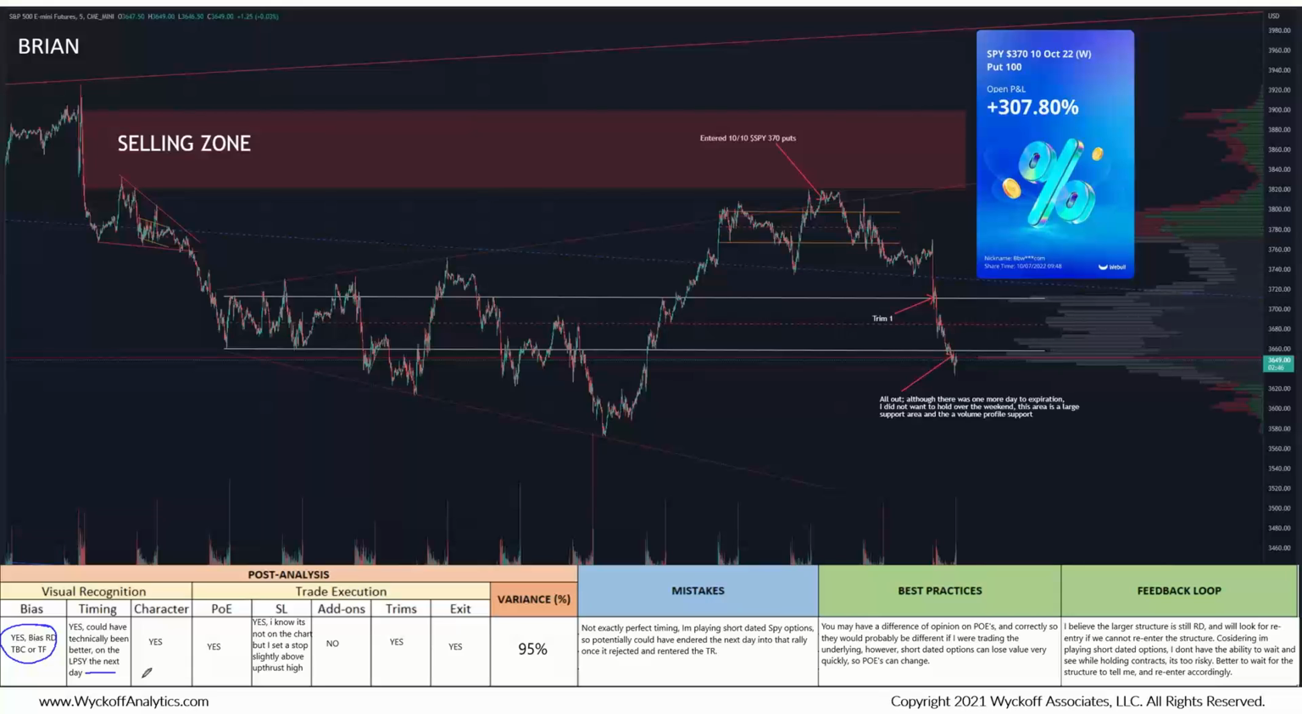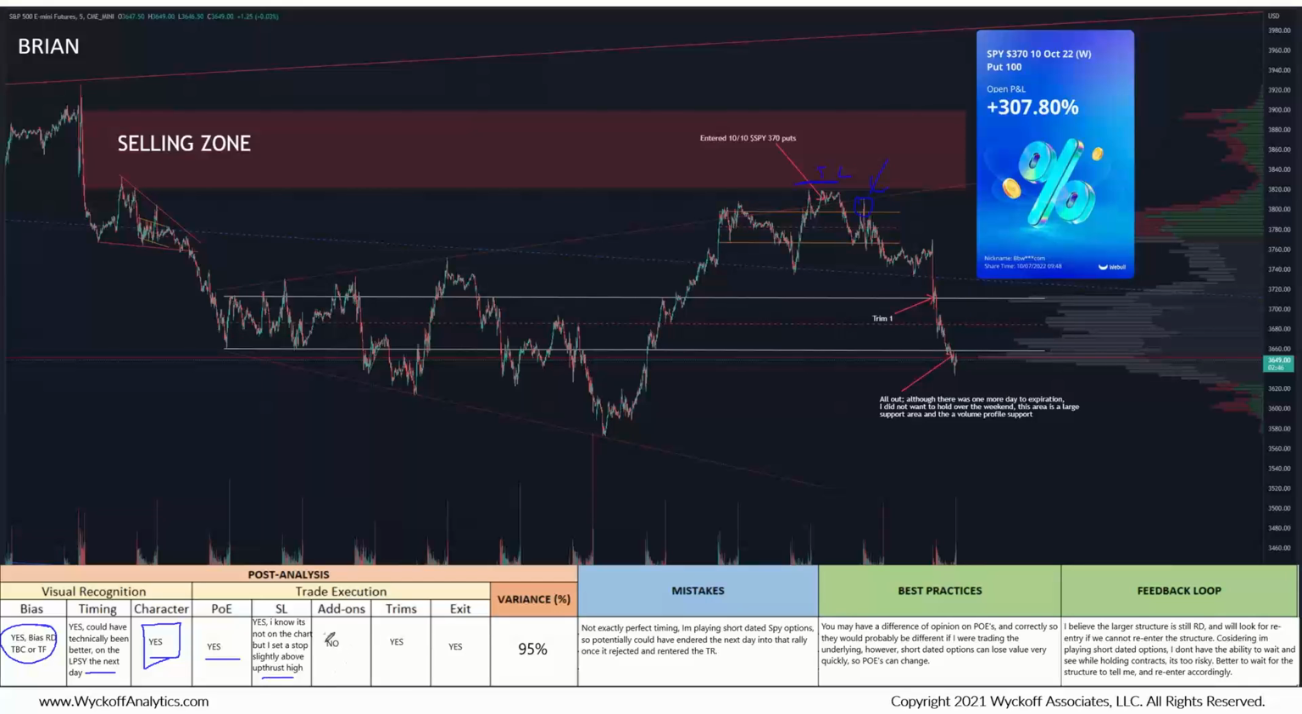And I guess he's talking about where did the next day occur? Was that maybe that last really sharp, short upthrust before the whole structure collapsed? That might be what he's referring to. I'm not really sure. But the character of both the move and the setup itself, the preconditions are great. Great read there. Point of entry, really nice. Stop loss, I know it's not on the chart, but I set a stop slightly above the upthrust high. So yeah, he's using a stop.